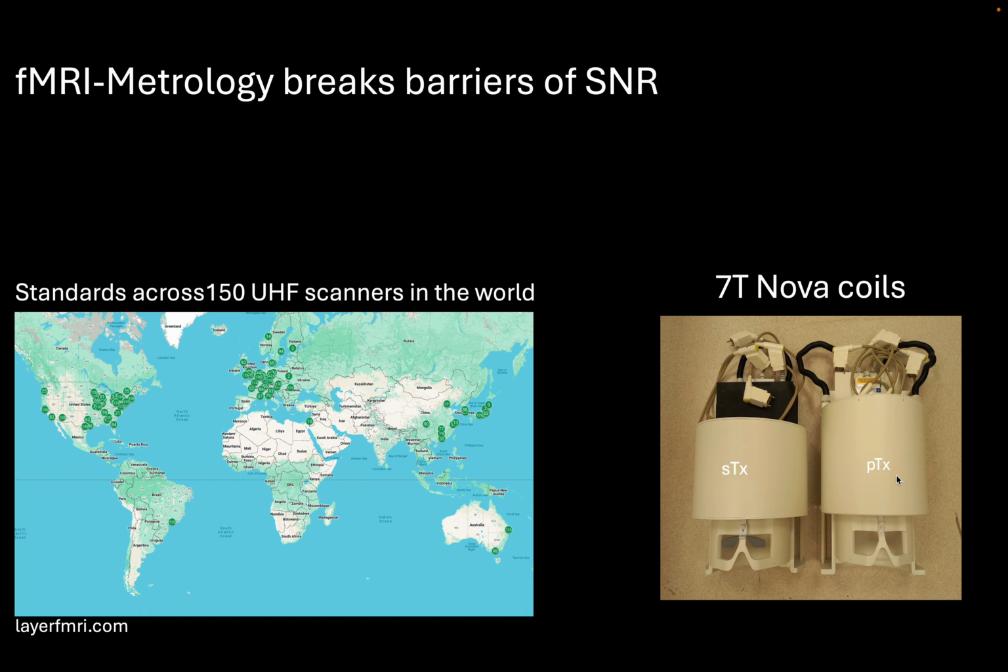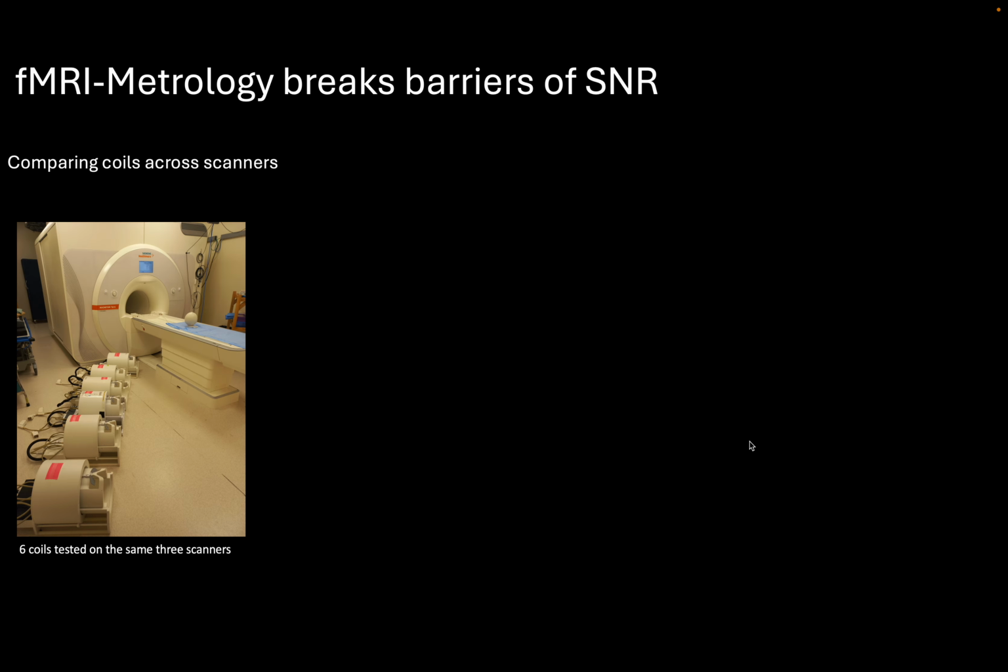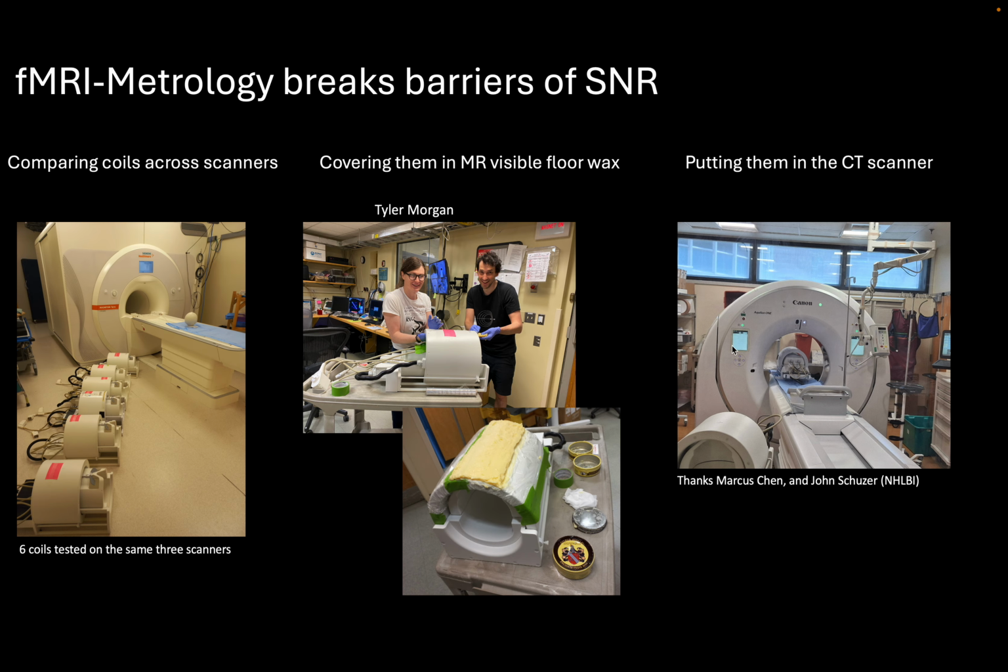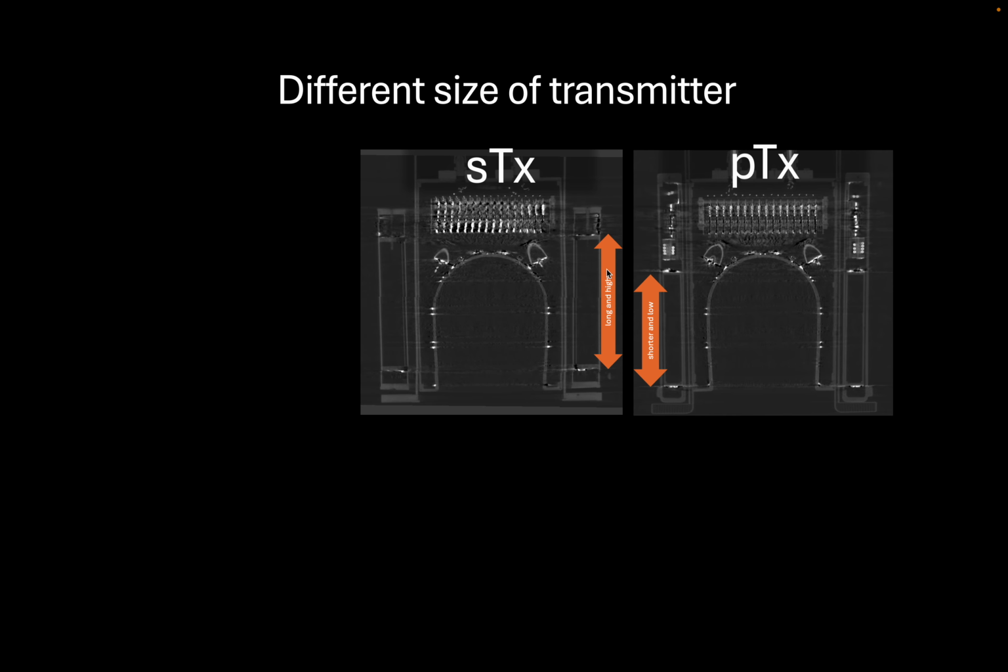It looks like the PTX coil is actually bigger, but does this mean that it has more coverage, right? Nobody knows. We don't have public standards. And the receive side looks identical, but does this mean that it actually performs identically? Nobody knows, right? There are no standards, no metrology. So I tried to look into that by comparing many different coils on the same scanners and the same coils across different scanners. We covered them with MR visible fluorine racks to map out the size of the elements, as well as CT scanned six of them here. And then you can see that they're quite different, right?